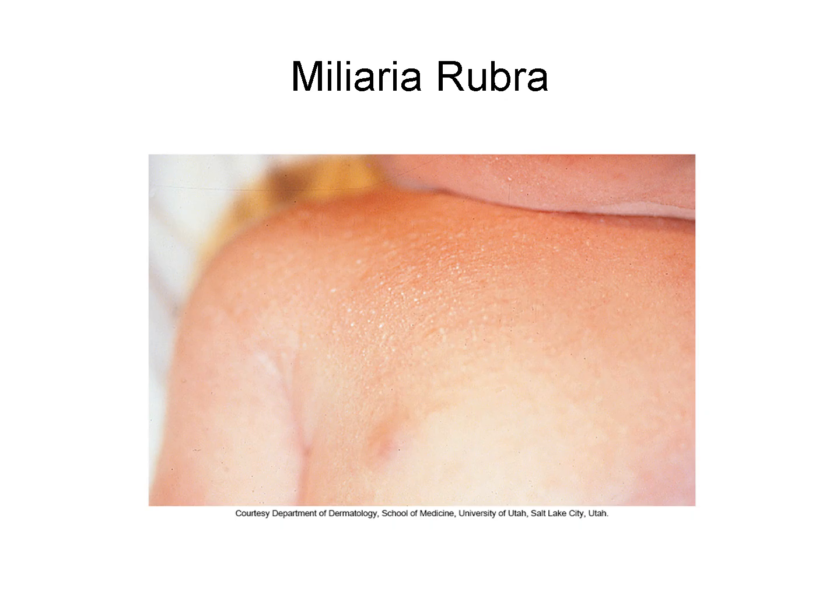This image displays Miliaria rubra, a common sweat-related rash in infants and children. It appears as red papules or tiny blisters on areas of the body exposed to heat or friction. The condition is caused by blockage of sweat ducts, leading to inflammation and irritation. Treatment involves keeping the skin cool and dry, and avoiding overheating.